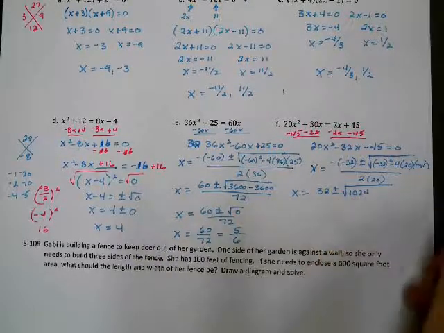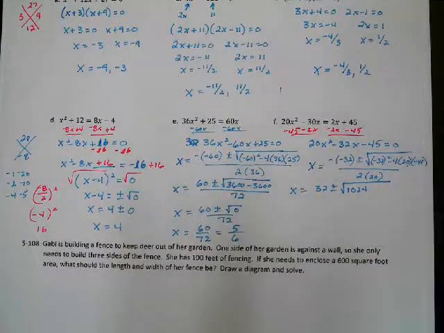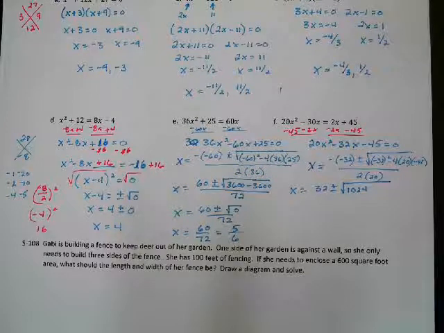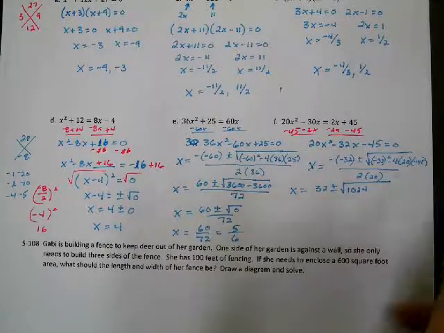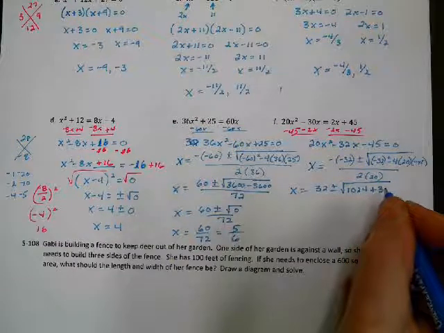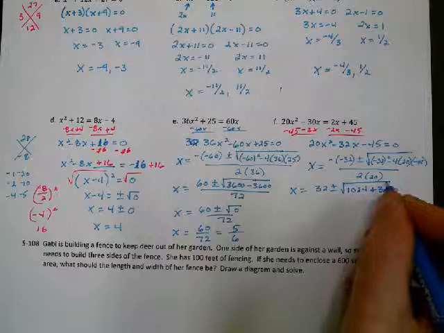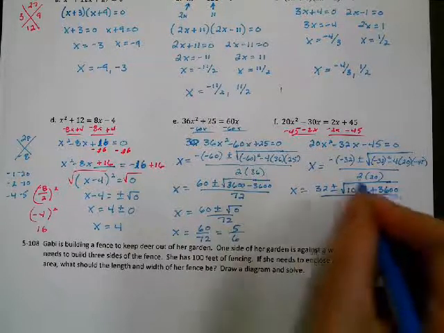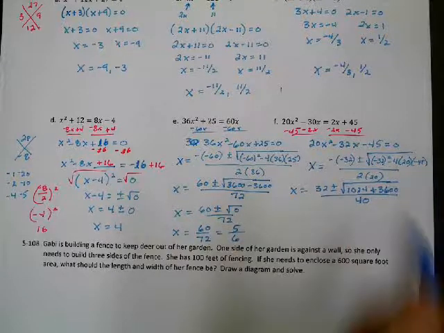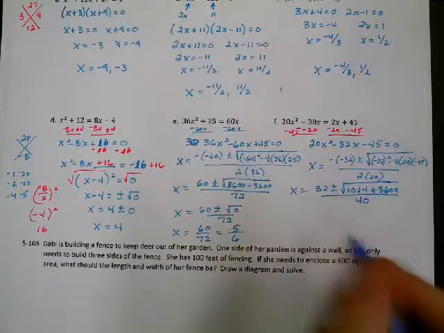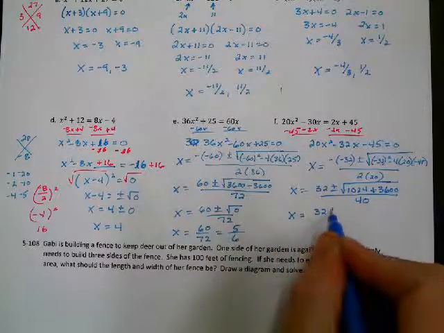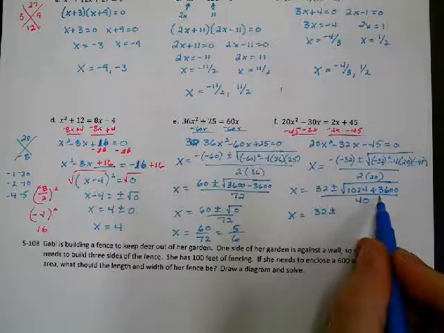4 times 20 is 80, and 80 times 45 is 3,600, and it's positive 3,600, all over 2 times 20, which is 40. So we had a negative and a negative here. That's why it's positive. Okay, I'm going to combine my like terms. So I've got x equals negative 32 plus or minus the square root of 4,624.